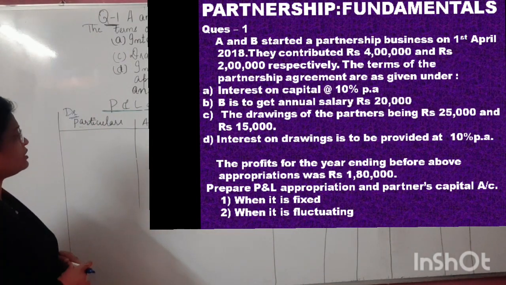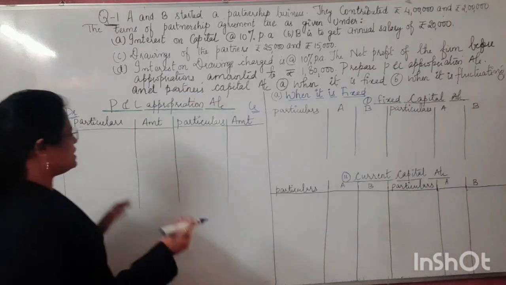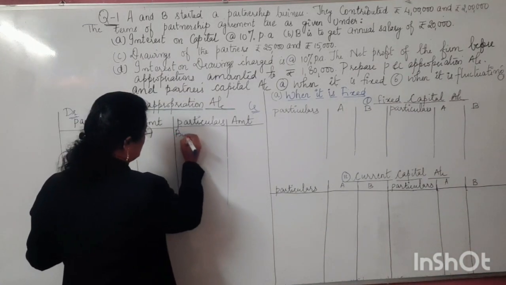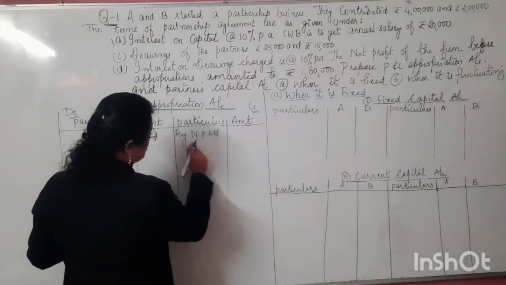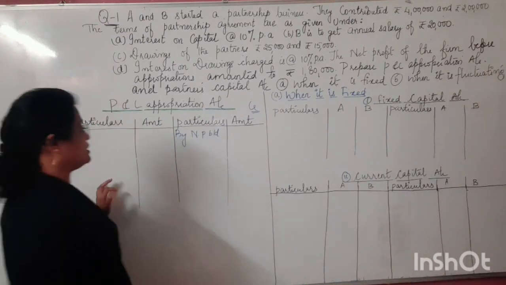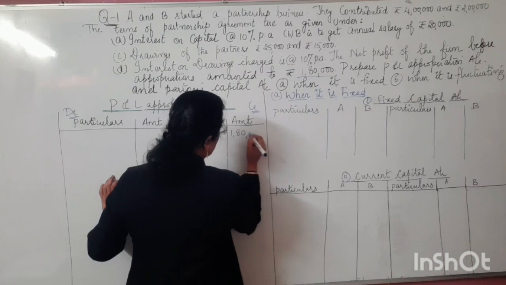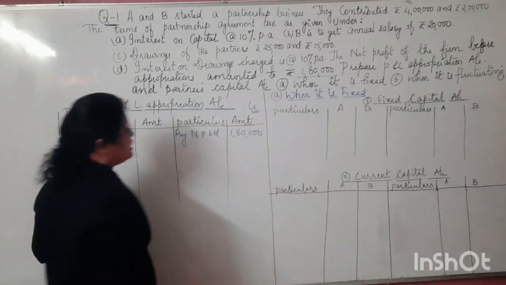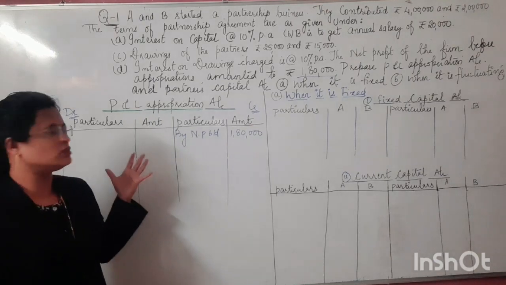Okay, so now let us take down the items. You may be knowing about it. The first important thing is we need to transfer the net profit. The profits should come on the credit side like we discussed earlier. So I'll write down here, net profit brought down. This should be the net profit before appropriations. It is clearly given to us in the question. That is 1,80,000.